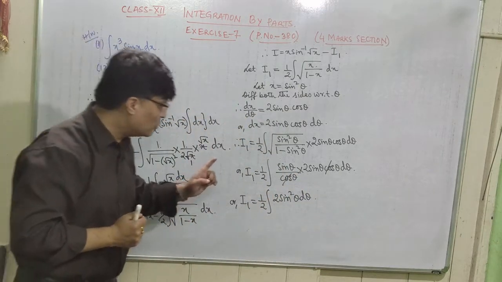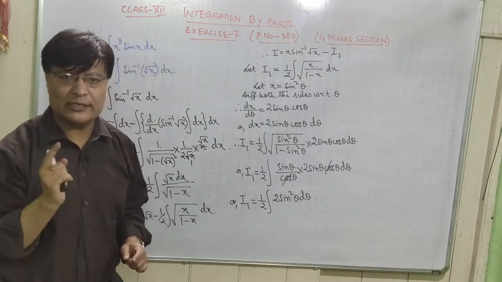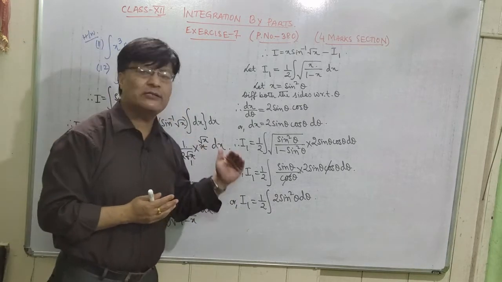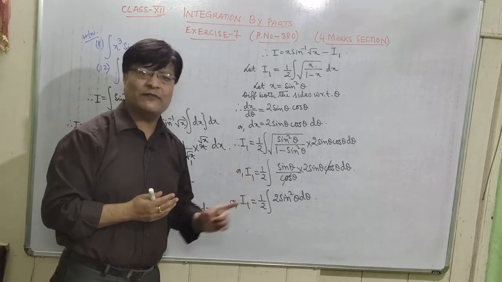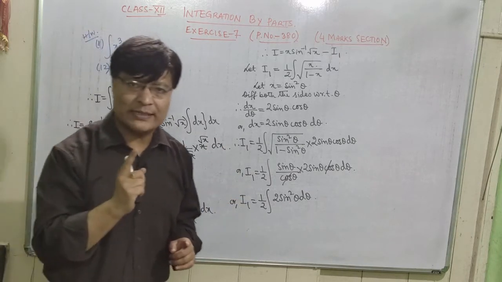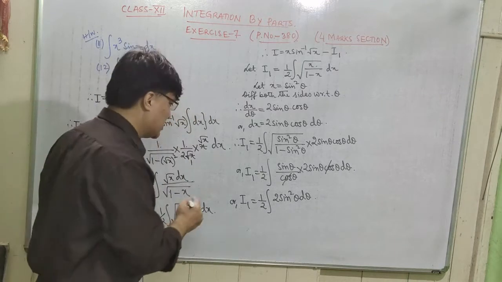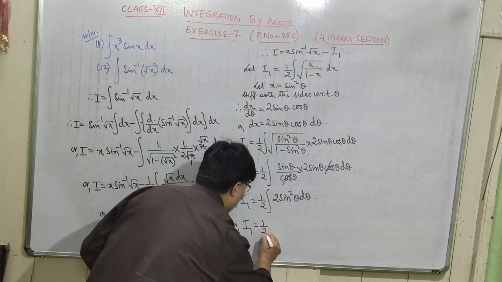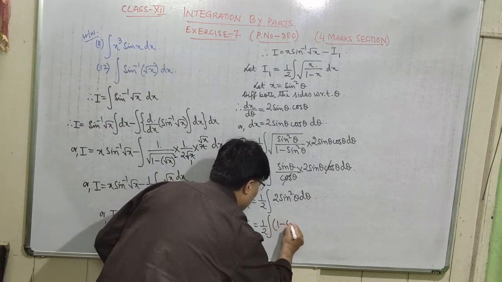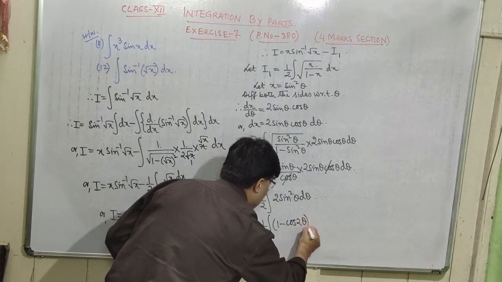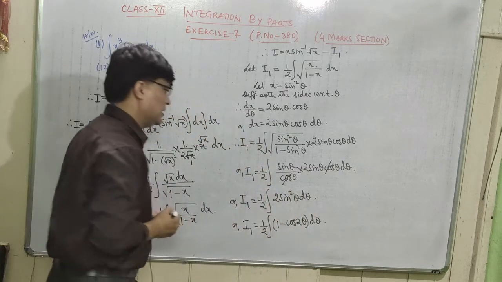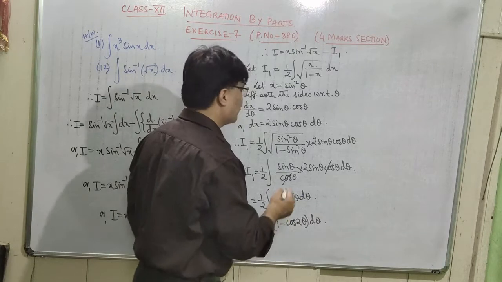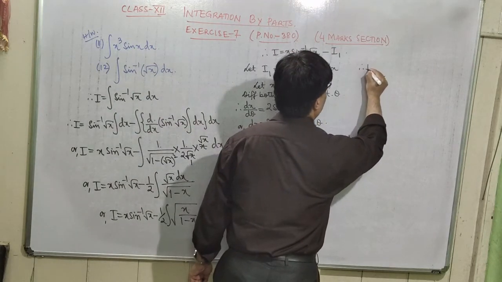Now again you can use the formula in this case. 2 sine square theta is there. You can use the formula from multiple angles in trigonometry. What is the formula for 2 sine square theta? You know that it is 1 minus cos 2 theta. Or I1 is equal to half integration of 1 minus cos 2 theta bracket closed d theta. Okay, so now we can separate the term here. Therefore let us separate the term now.